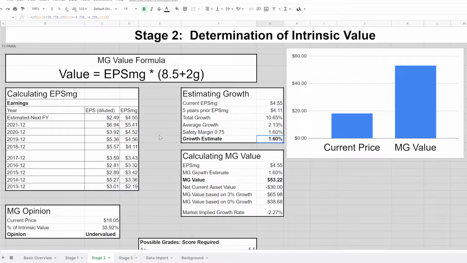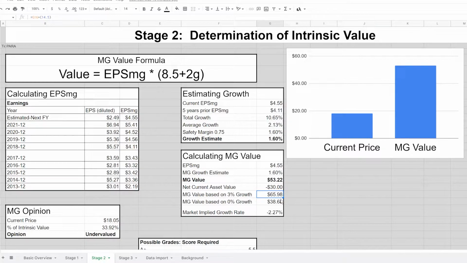your growth estimate. So then we take the earnings per share and the growth and we get a value of 53.22. That is substantially higher than the current price. So over here, we can see that the opinion is it is undervalued based on that. Net current asset value we'll talk about in a moment, but it is negative here, so that doesn't play into the value calculation at this time.